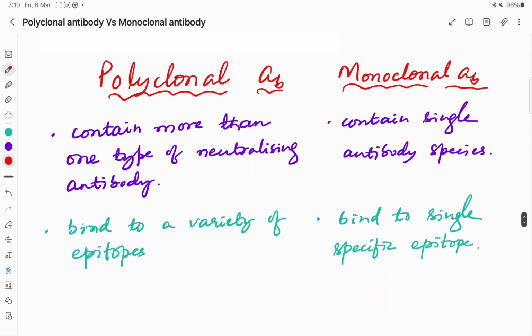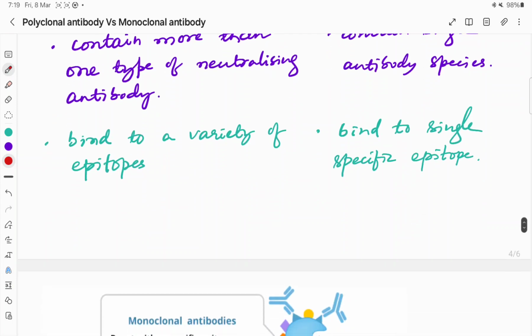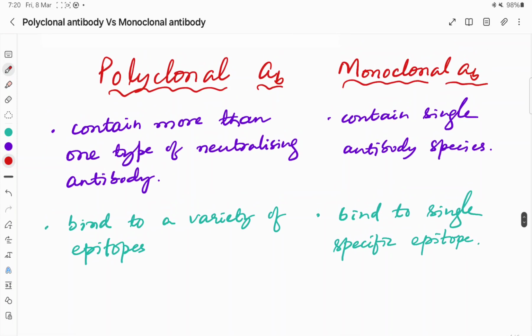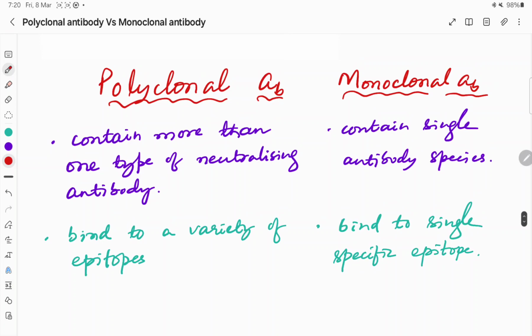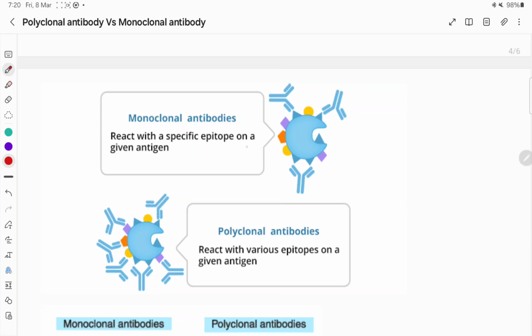So polyclonal antibody is a mixture of antibodies, a mixed population of antibodies, and monoclonal antibody is a single antibody species. Okay, and polyclonal antibody contains more than one type of neutralizing antibody, a mixture of antibodies, whereas monoclonal contains a single antibody species. And polyclonal antibody can bind to a variety of epitopes, so we can say it is broad spectrum, whereas monoclonal antibodies bind to a single specific epitope. Okay, so you can see here the monoclonal antibody reacts with a specific epitope on a given antigen. Suppose this is the specific epitope to which the monoclonal antibody binds, whereas polyclonal antibody reacts with various epitopes, maybe this, maybe this, maybe this, maybe this. Okay.